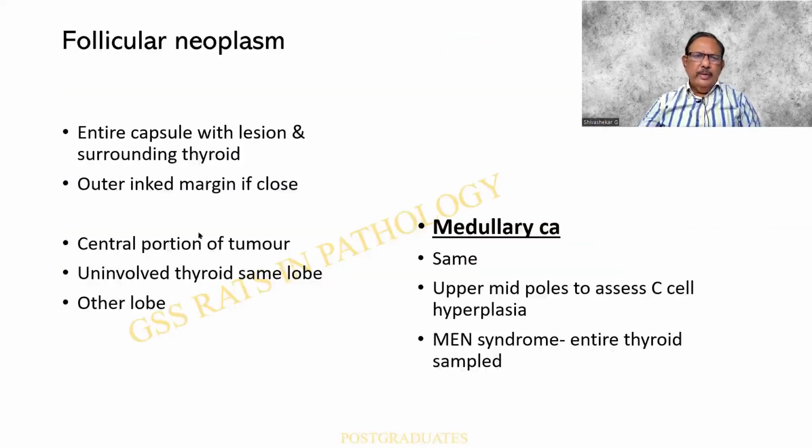Follicular neoplasm. Here the entire capsule with the lesion and the surrounding thyroid should be given. Inking of the outer surface of the thyroid is required when the nodule is close to the thyroid capsule itself. Central portion of the tumor is needed, and also, as I told you, the uninvolved areas. Medullary carcinoma, almost the same. And if it is going to be a suspected case of a MEN syndrome, the entire thyroid will have to be sampled for various reasons. We may miss something.